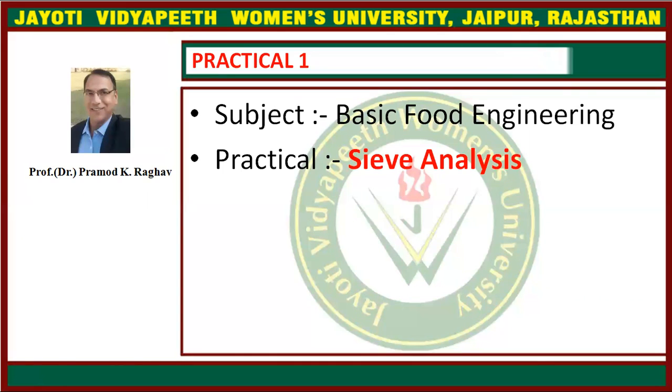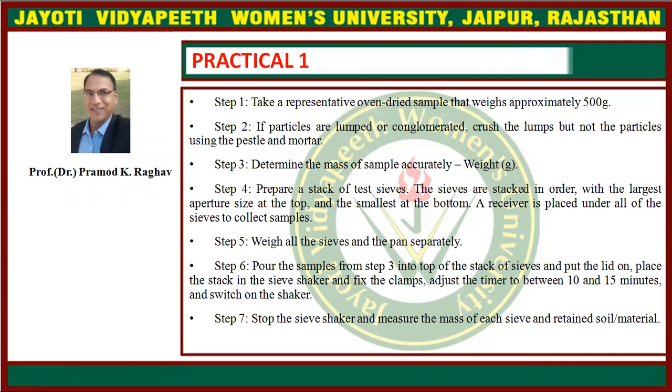The equipment I need for the sieve analysis is a stack of test sieves, and we need a balance. We need a sieve shaker. The sieve shaker is the main equipment. We need a rubber pestle and mortar in order to crush the material in which lumping has taken place, and I need an oven also. So these are the equipment I need, and the procedure we will see in the next slide.